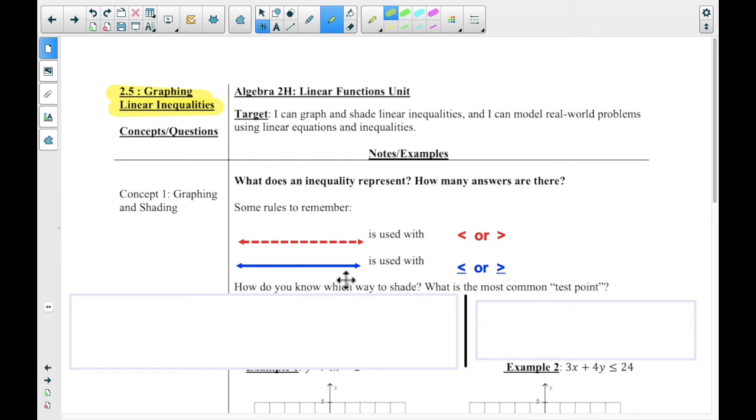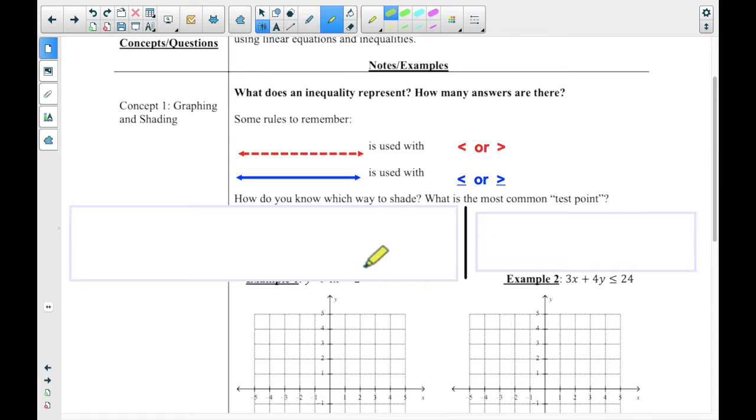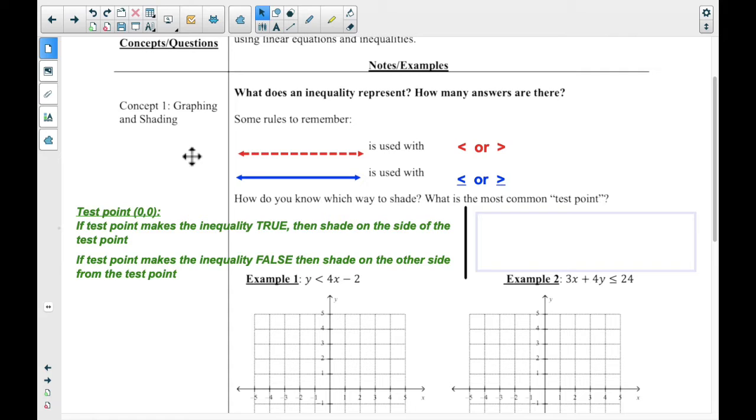And how do we know which way to shade? Well, there are two different ways. And this first one is kind of long, so you're going to want to pause it and write it down. So you choose a test point. The test point can be any point that you want. It's just that 0, 0 is a really easy one to choose. So I often recommend you use 0, 0. Now, if the line goes through 0, 0, you can't pick that. You have to pick something else.